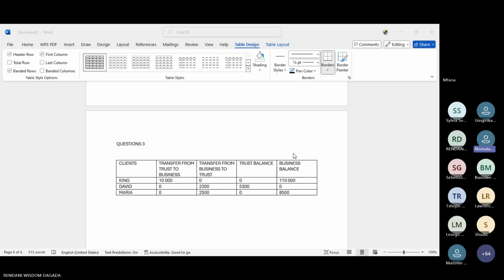Nothing was transferred from the trust balance. There was no money. There was a shortfall. The brackets mean there was a shortfall of money, so it's actually a minus.